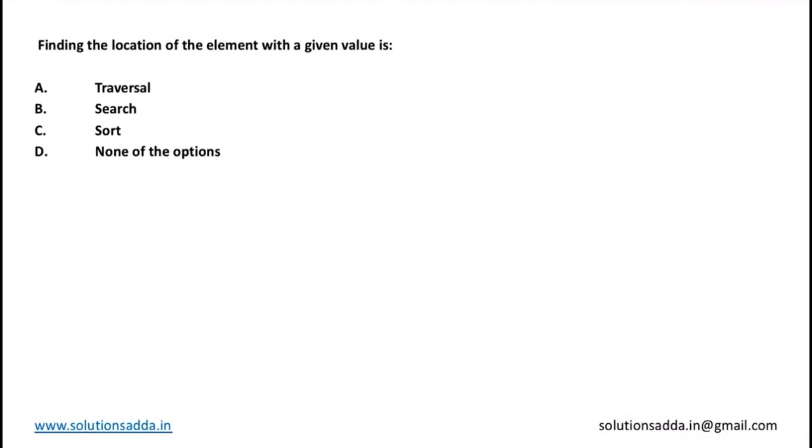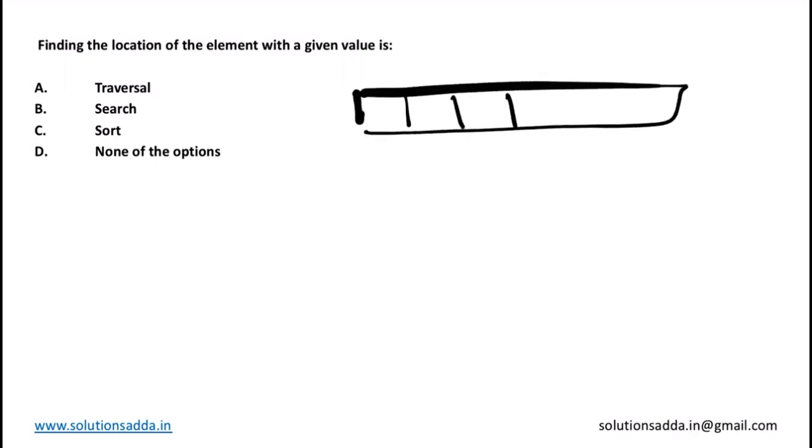This is a question from algorithms and data structures. Finding the location of the element with a given value is. Options are traversal, search, sort or none of these. So suppose there is an array and there are different elements in it, and if we are looking for a particular value, then finding that location using a given element or given index is known as search. Therefore the correct answer for this question is option B, search.